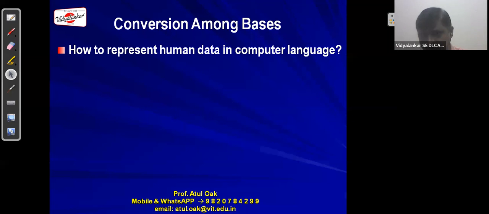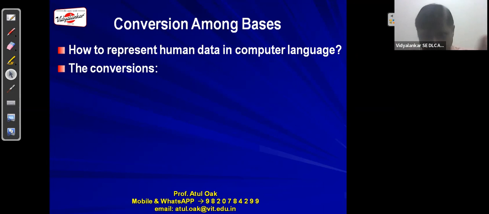If my integer data is in decimal number system, like my data is, let us say, 99, then how does my computer represent that data, how does that data look in binary, and that we do using conversion. Okay, there was one question why we study conversion. Now here there is an answer.